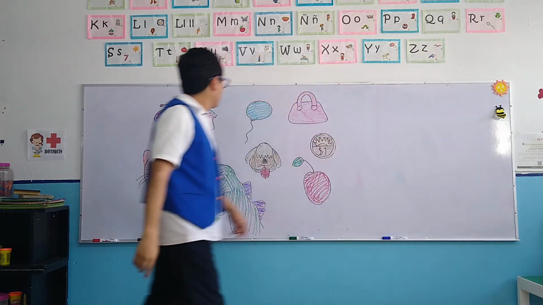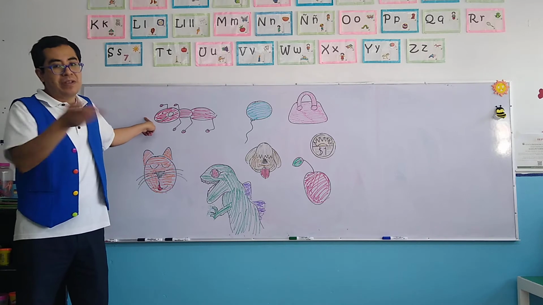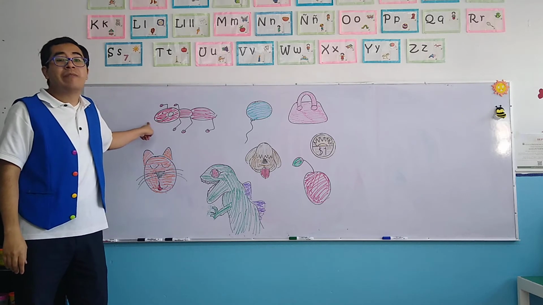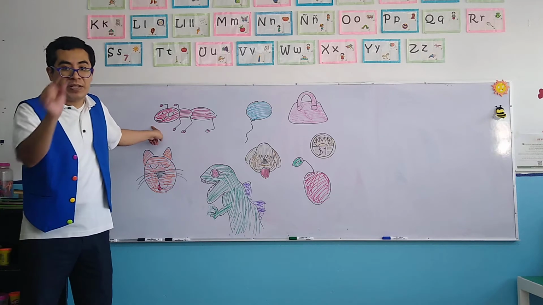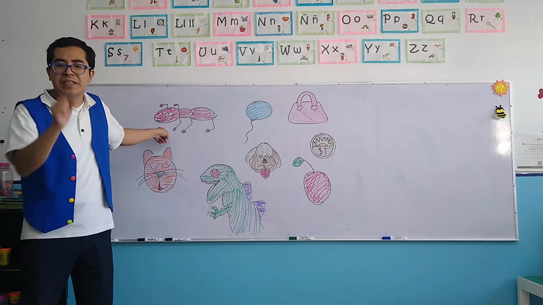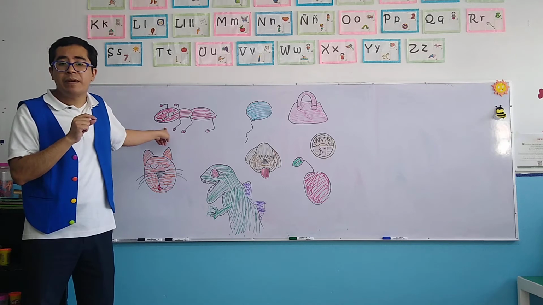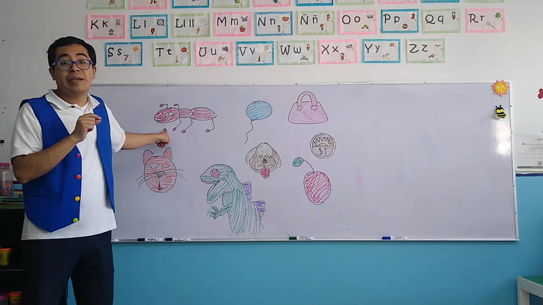Let's start. Do you remember? I give you the name already, but repeat it again. Do you remember the name of this animal? It's an insect. What insect is this? What's its name? Ant. Excellent.